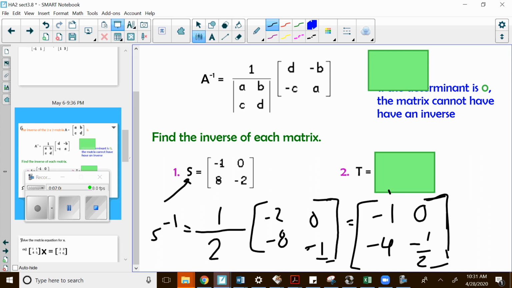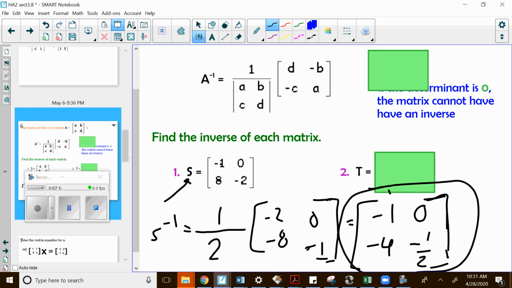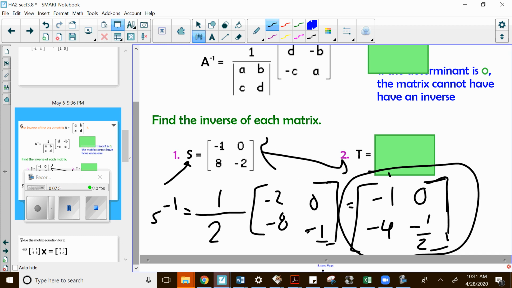Okay, so this right here is our answer. That's what S inverse is. It's 1 over the determinant of S times the matrix you get when A and D switch spots and B and C switch signs. And you could verify that these are inverses of one another by multiplying. If you multiplied these two times each other in any order, you would actually get right back to 1, 0, 0, 1, which is cool. So let's just do that real quick just to make sure that happens.